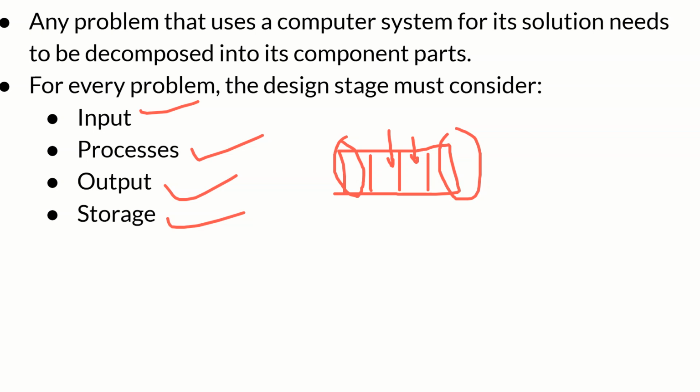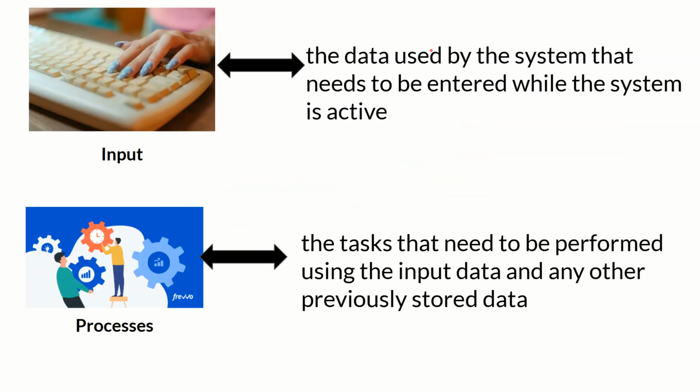So that is how, when you're solving a problem for a computer to process, or when you are trying to implement any problem using a computer, you need to note your input part, the output part, the processes, and the storage. So what is the input part? The input part talks about the data used by the system that needs to be entered while the system is active. So we are thinking about the input data. What data are you going to enter? Then the processes are the tasks that need to be performed using the input data and other previously stored data.